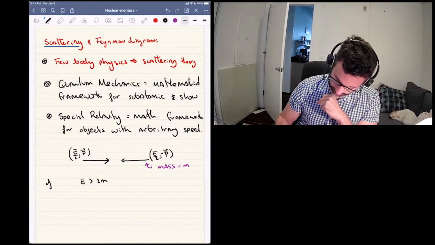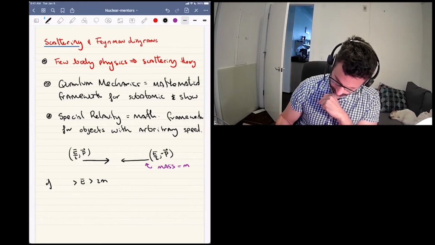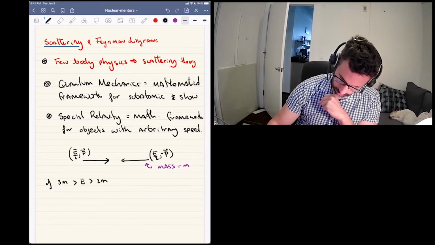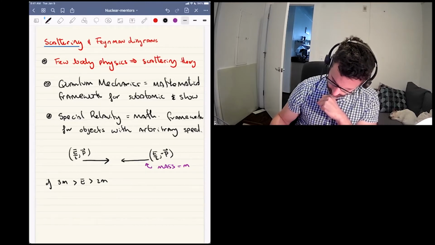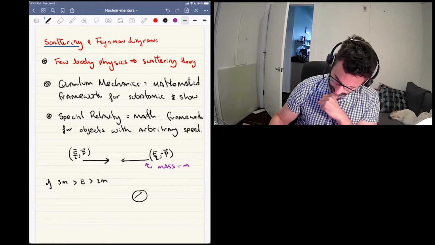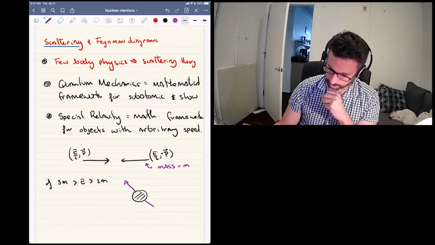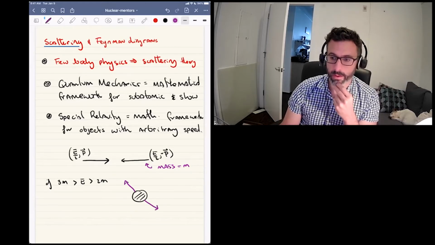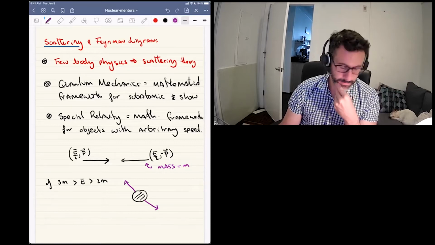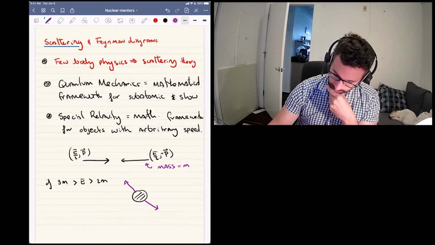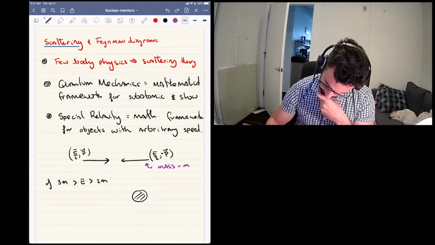But it's less than, let's say, 3m, then the only thing that can happen is that after my reaction, I will have two particles going in equal and opposite directions. And they would be the same particles with the same momentum, okay? So let's make them black lines so that we don't get confused.